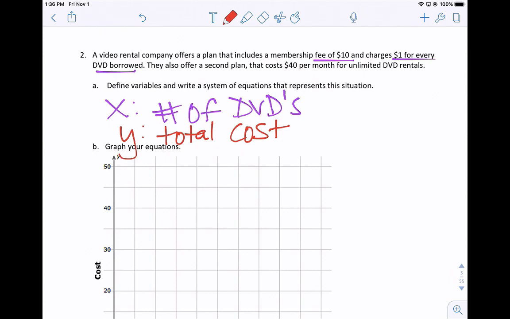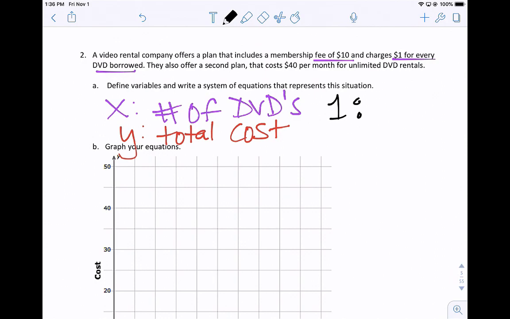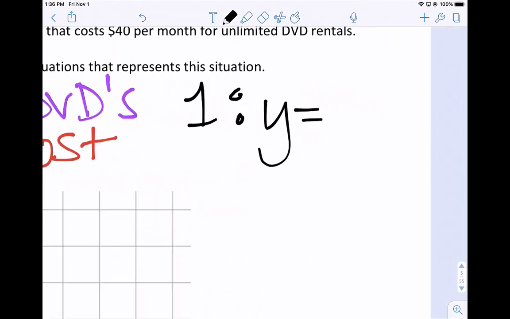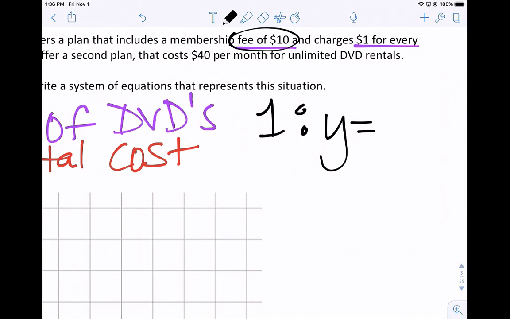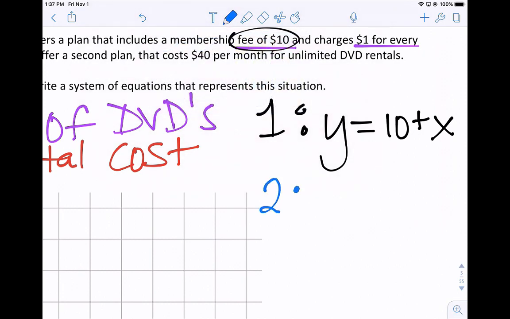Okay, let's write our equations then. So first we have plan 1. Plan 1, again, what's the starting cost? That's the $10 fee. And then they charge $1 for every DVD rental. We said X is the number of DVDs, so $1 per DVD. So there's plan 1. Plan 2, however, costs $40 per month for unlimited DVD rentals. Okay, so X doesn't matter in this one.